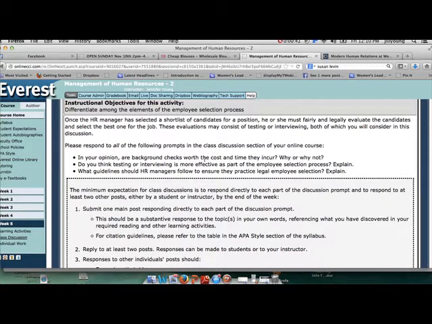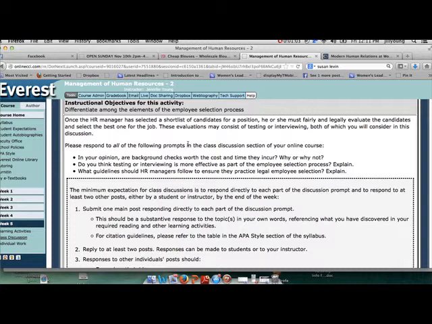Explain why. So when you're answering this question, you're going to talk about whether you think testing and interviewing is effective in selection, why or why not. Give me some advantages, give me some disadvantages. Background checks do cost the organization money. Are they worth it? Why or why not? How do you know if they're worth it?